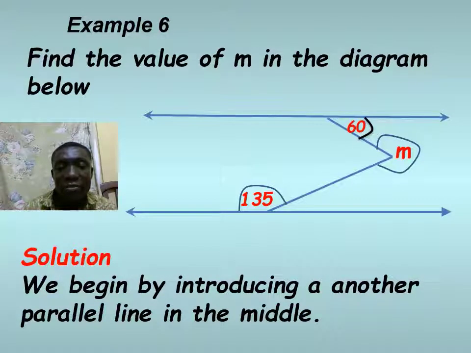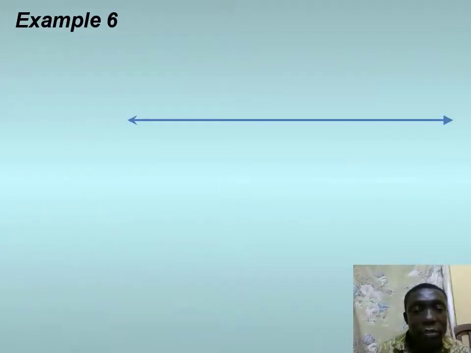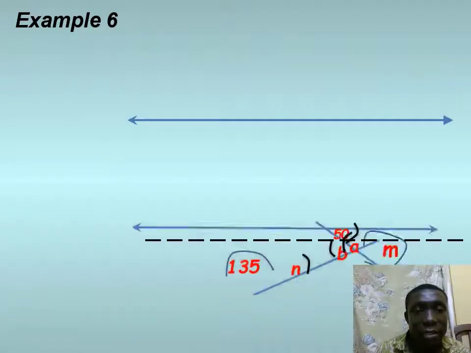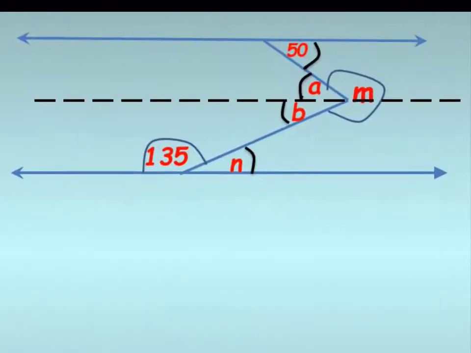Always, whenever you have such questions, it's more appropriate if you introduce another parallel line to help make the work easier. So the parallel line has been introduced in the middle. As you can see, some additional angles have been introduced. But our main target is to look for the value of m. Those additional ones are supposed to help us make the work easier.